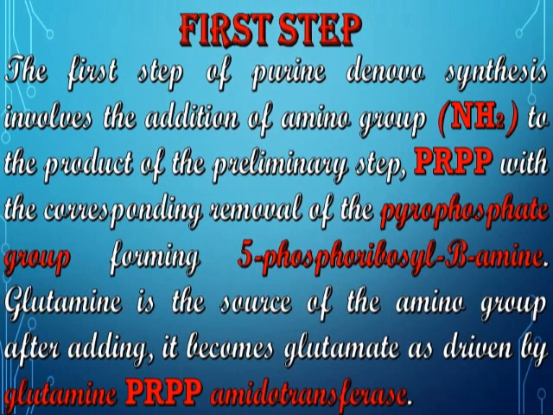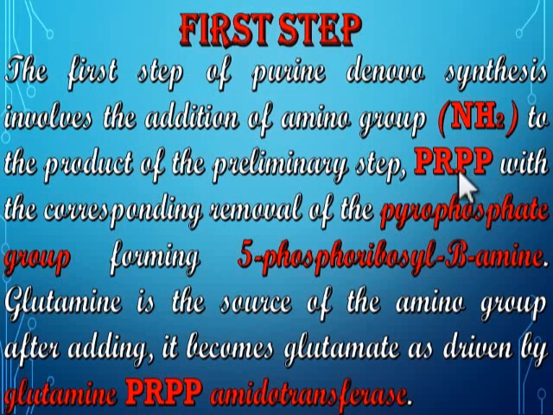The first step of purine de novo synthesis involves the addition of an amino group. When you see NH2, it's called an amino group. So the step involves addition of an amino group to the product of the preliminary step. Remember, in the preliminary step, we formed PRPP, that is phosphoribosyl pyrophosphate. Phosphoribosyl pyrophosphate. You remember how this was formed?